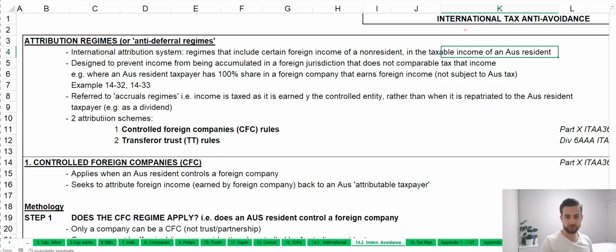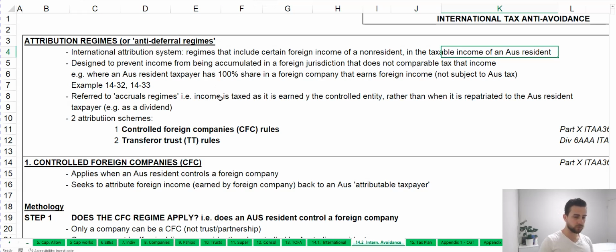Hey everyone, welcome to the International Tax Anti-Avoidance chapter. So this chapter is about regimes which help prevent international tax avoidance by people recording income in foreign jurisdictions that have very low tax rates. For example, the Cayman Islands, which is effectively a 0% tax rate over there.